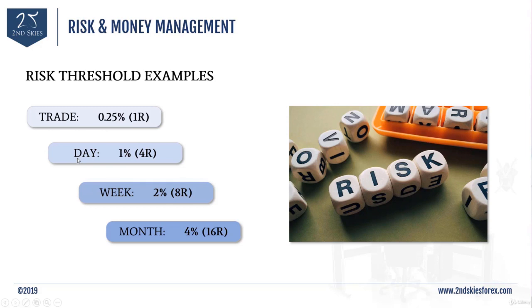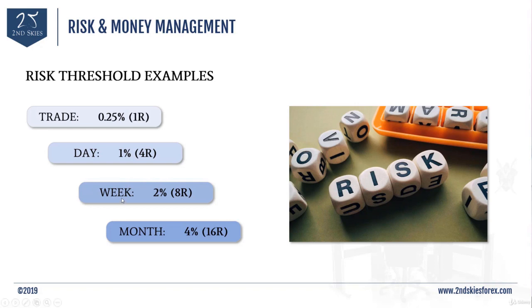Well, you could set a max risk per day of 4R. It could be 5R, whatever. If it's 4R, then it's 4 times this. So the max you're going to risk is $1,000 per day. And so this is just an example of how you can do that.